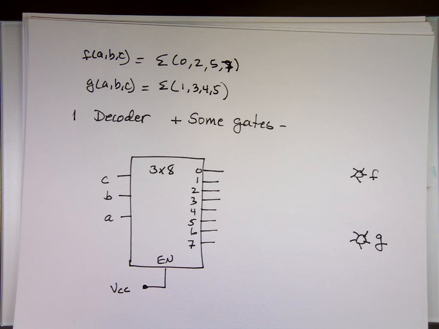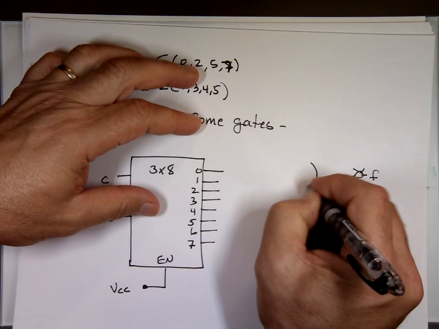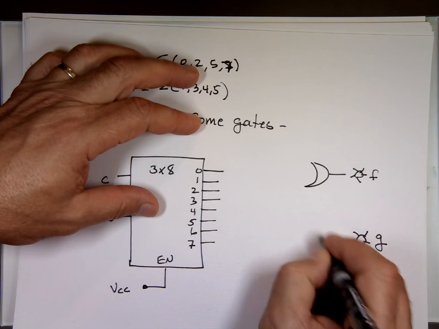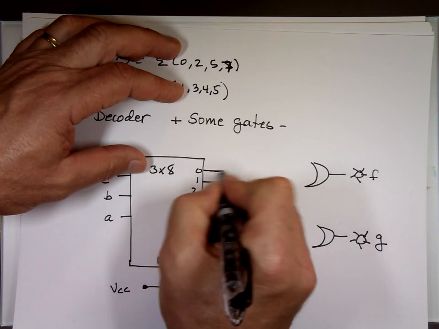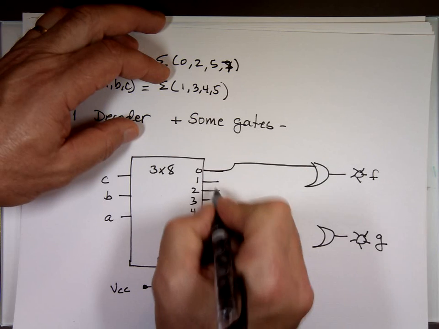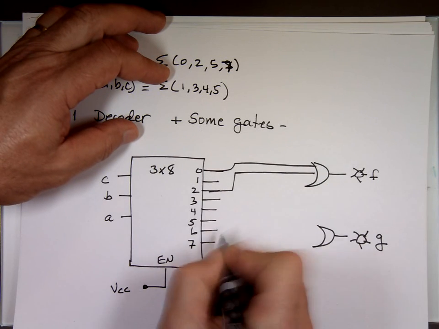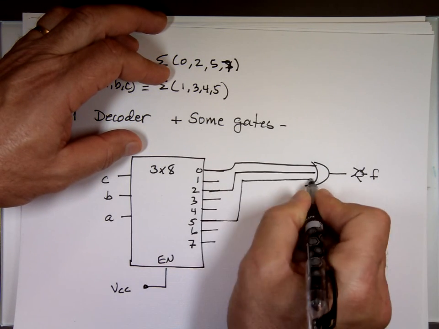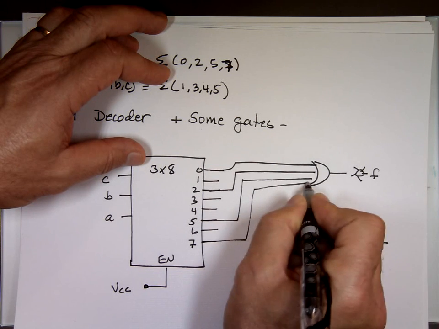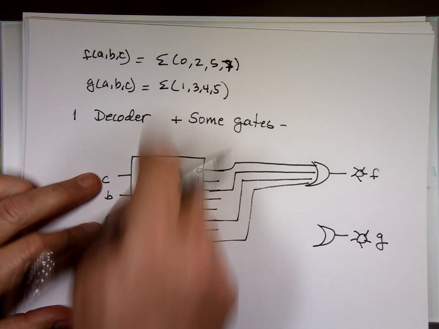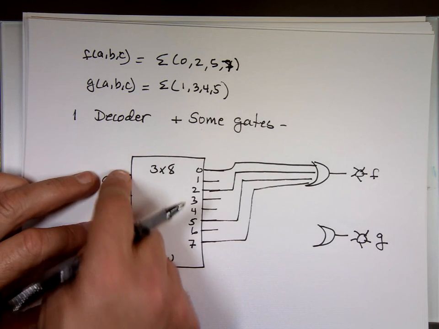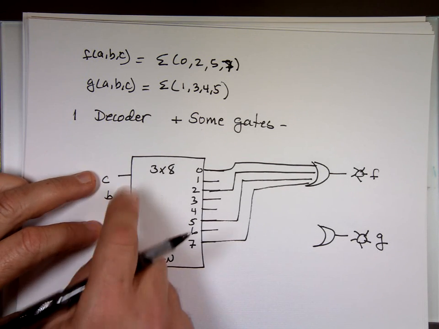Could you do like one OR gate for F, one OR gate for G, and then plug it? Yep. Keep going. 0 into F, and put 2 into F, 5 and 7. Absolutely. If you attach these, F will be on when you put the 0, 0, 0, 0, 1, 0, 1, 0, 1, and 1, 1, 1. The 0, 2, 5, and 7.